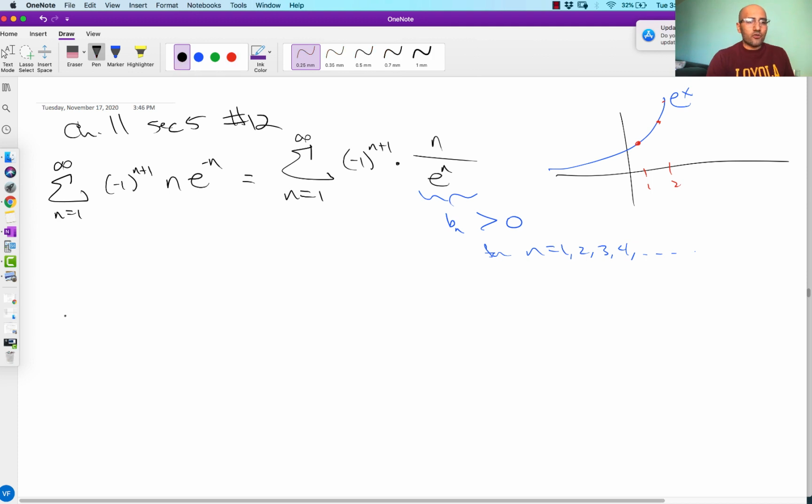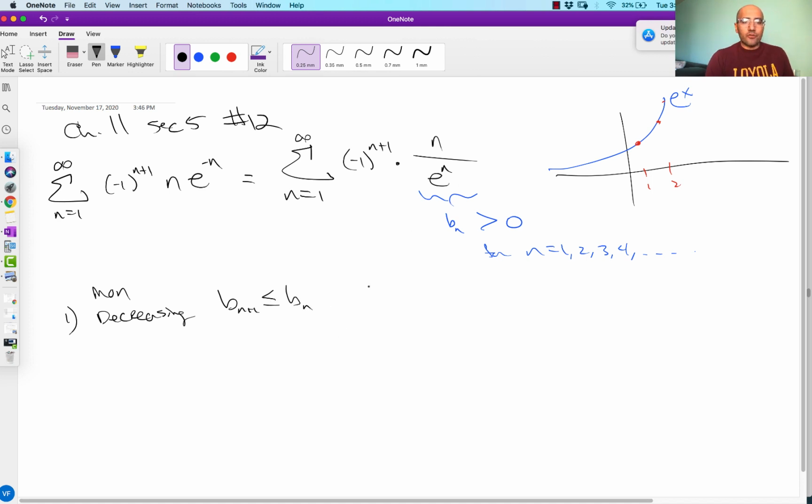Okay, again, we need to show two things in order to use the alternating series test. Number one, we need to show that it's monotonically decreasing. In other words, b sub n plus 1 is less than or equal to b sub n. In order to do that, let's take a derivative. So let's consider the continuous function f of x equals x over e to the x.